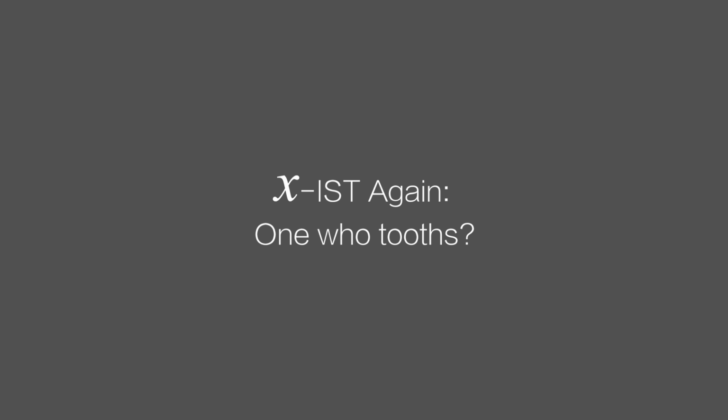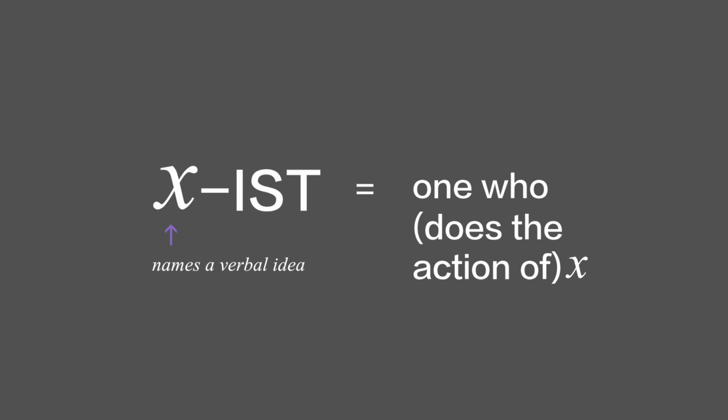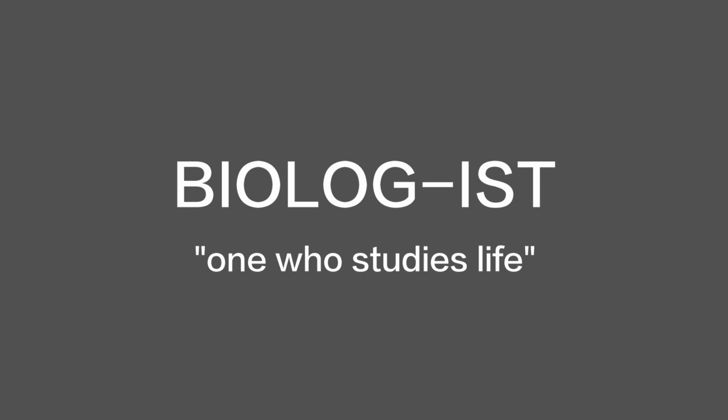X-IST again, one who tooths. In a previous video, we triumphantly determined that when X contains a verbal idea, any word of the form X-IST can reliably be translated "one who (does the action of) X". Thus, for example, a biologist is one who studies life.